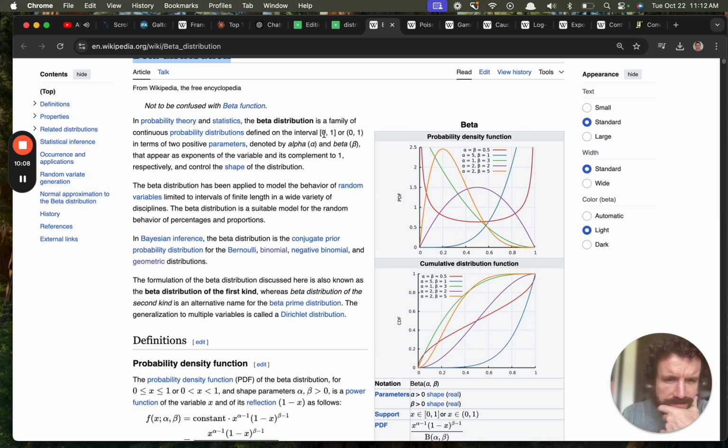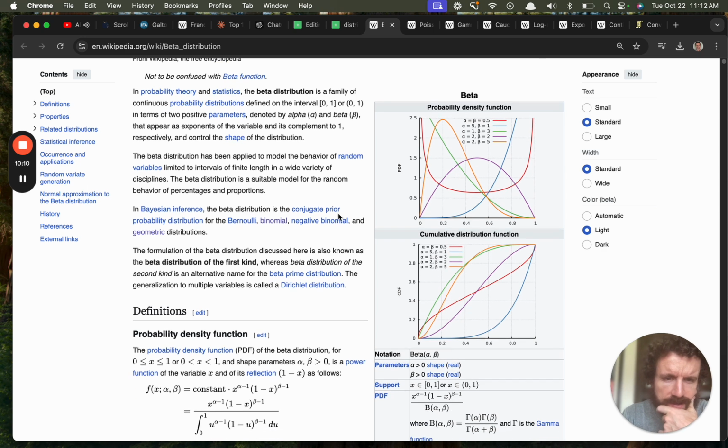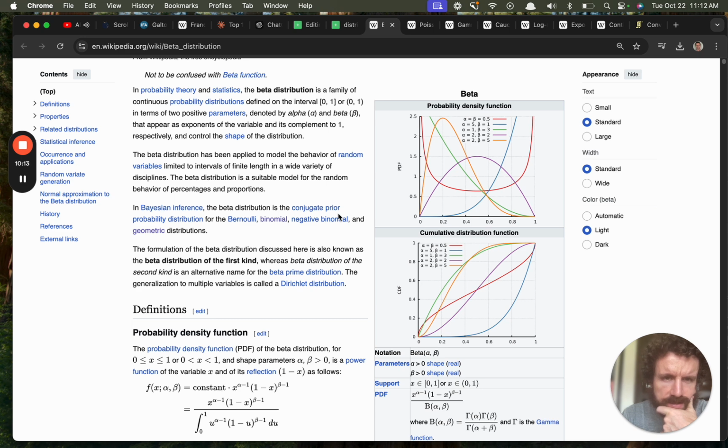So they give me a ton of different shapes, so it can look really different depending upon the parameters. So we'd really have to pick, let's pick alpha equals beta equals 0.5. That one looks like an interesting one.